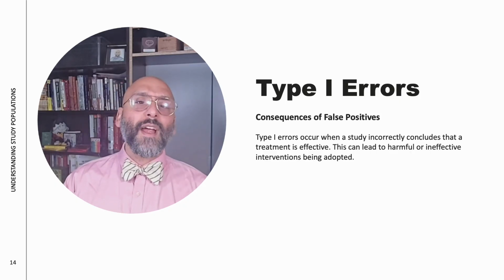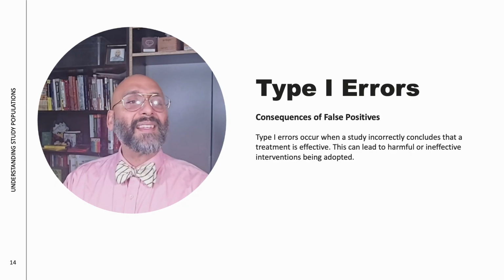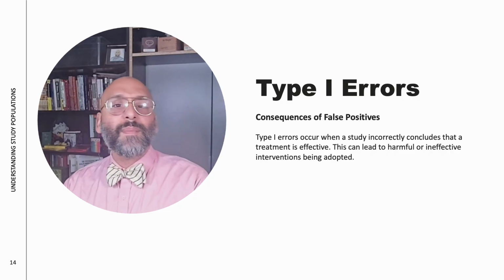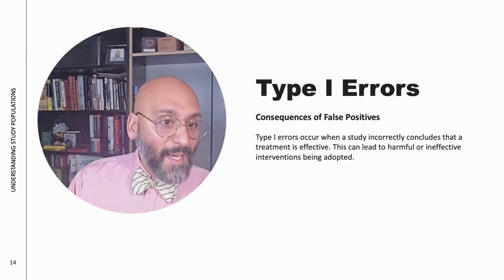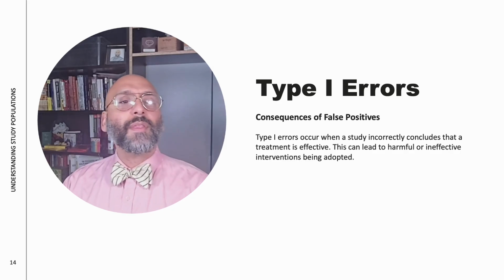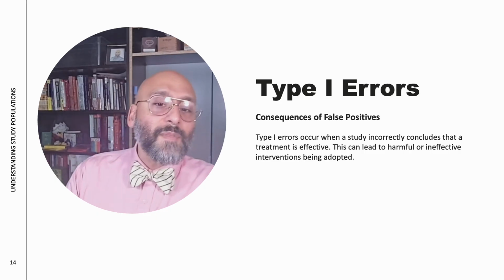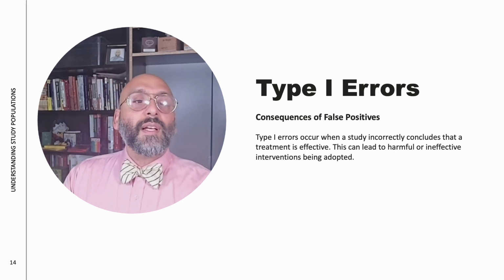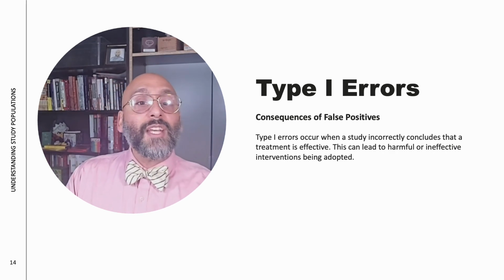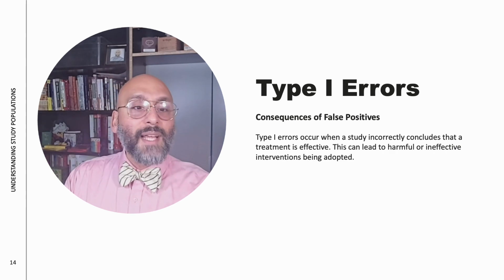So a type 1 error occurs when a study concludes that a treatment is effective when it is not. In other words, you're getting what they call a false positive finding. Statistically, this means that the study detects an effect that does not truly exist in the population. Clinically, this means we believe a medication works when it actually doesn't.